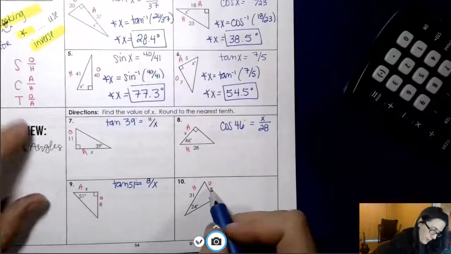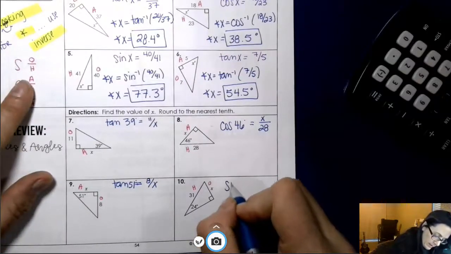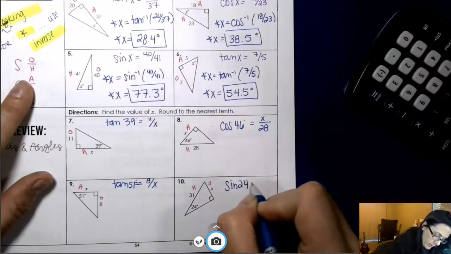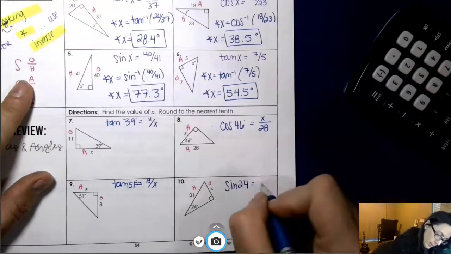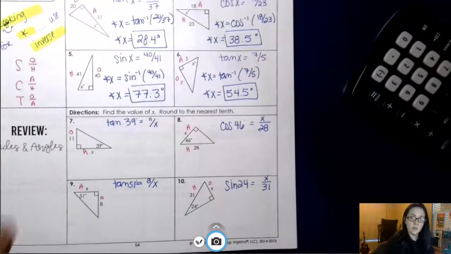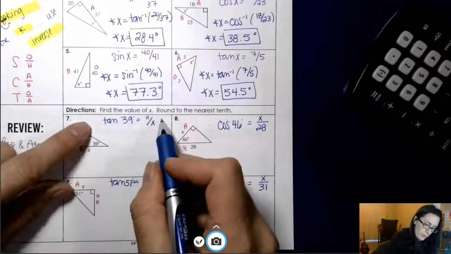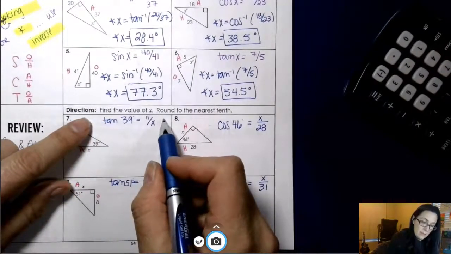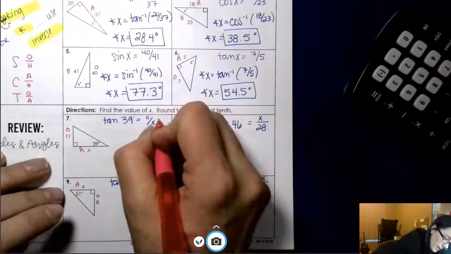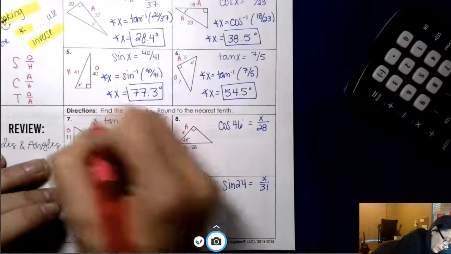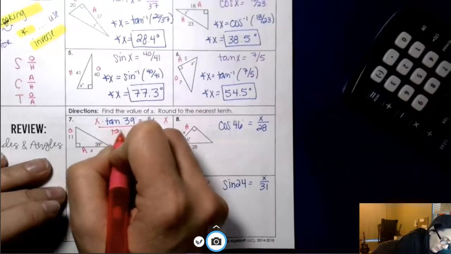Here I have opposite hypotenuse, which is sine. Sine of 24 equals opposite over hypotenuse x over 31. So going back to solve, remember I multiply both sides by x, and then I would divide both sides by tangent of 39.